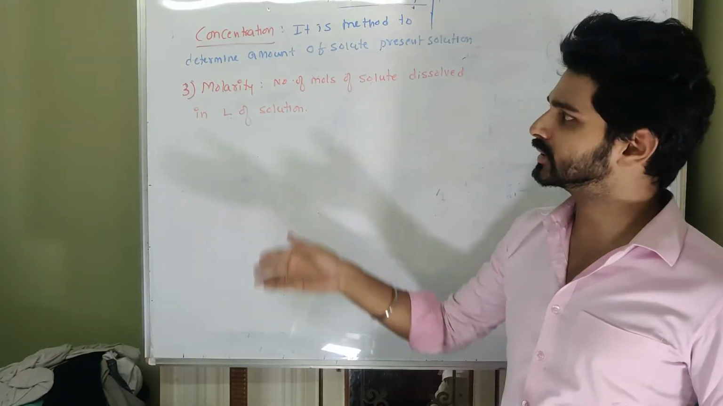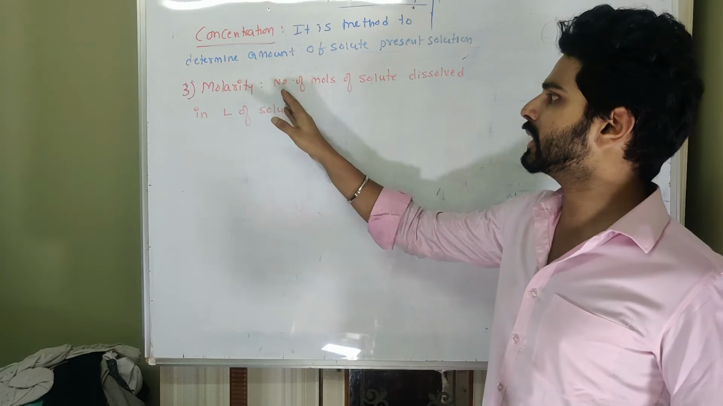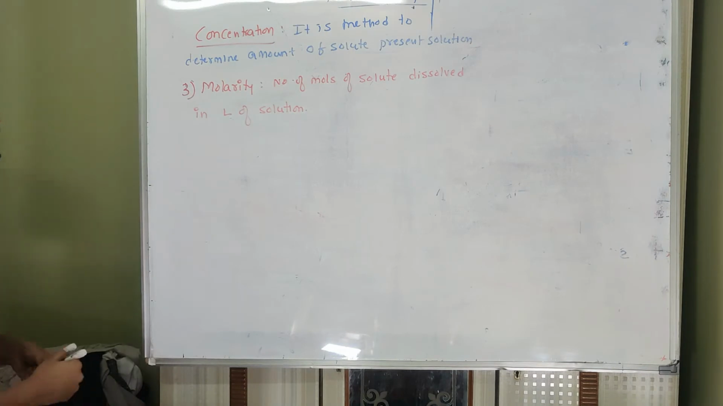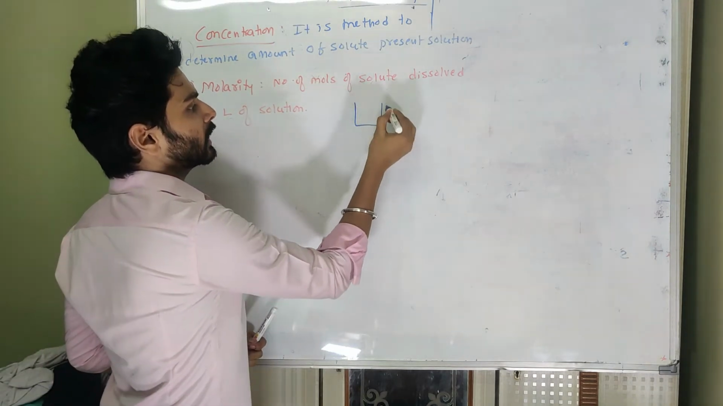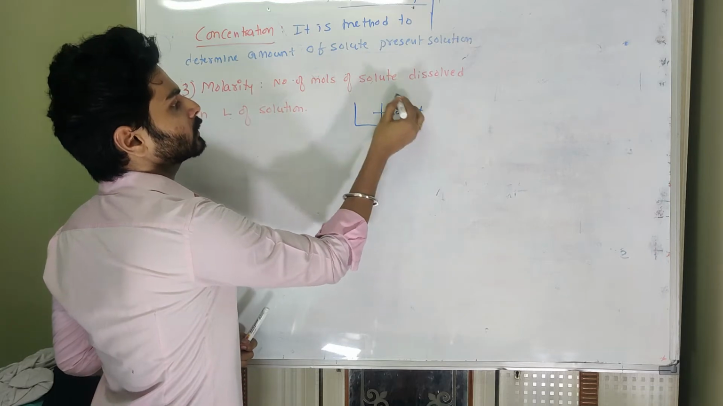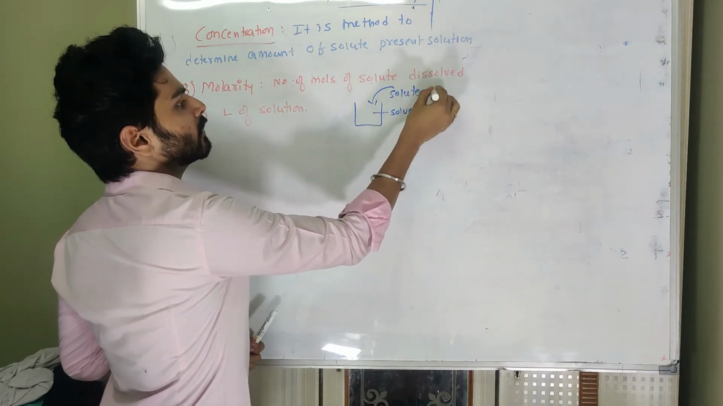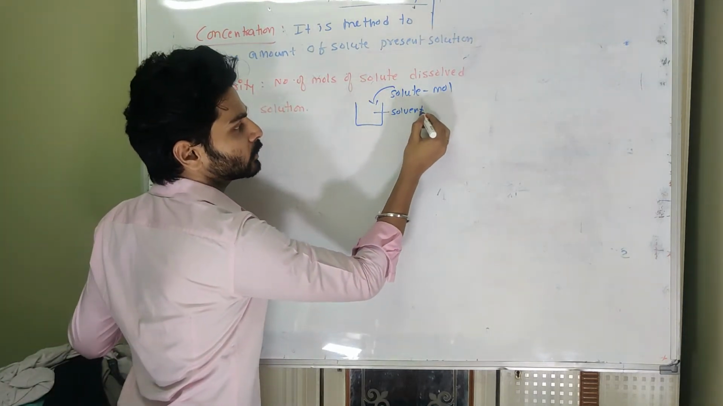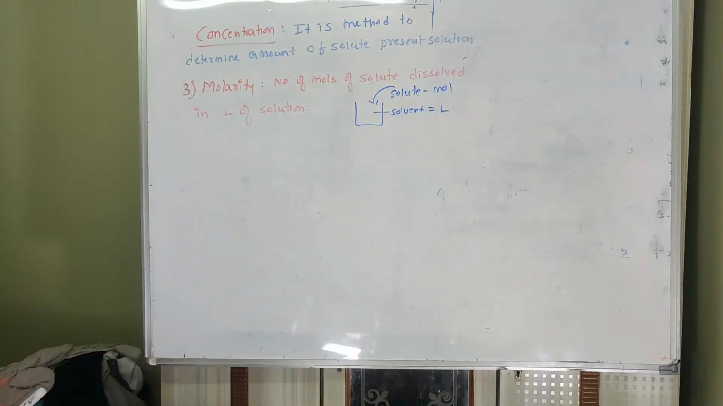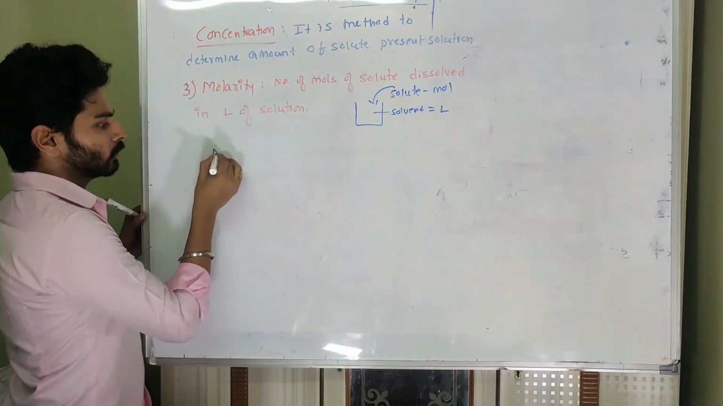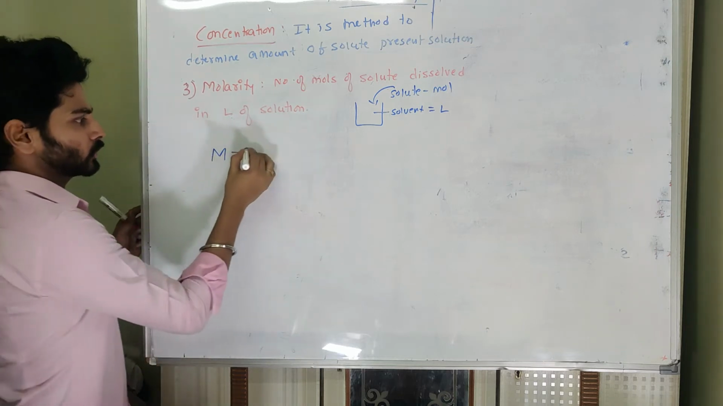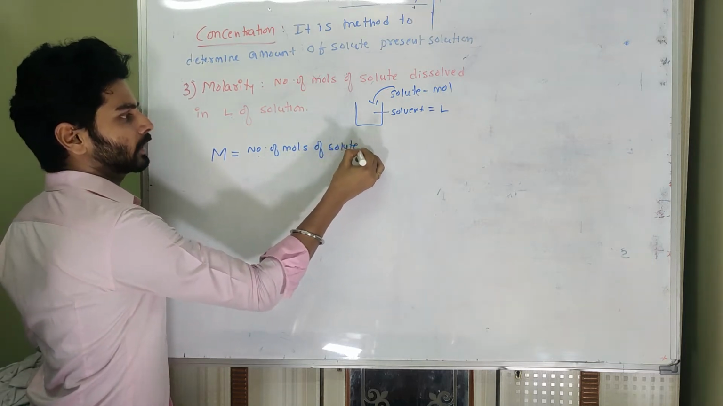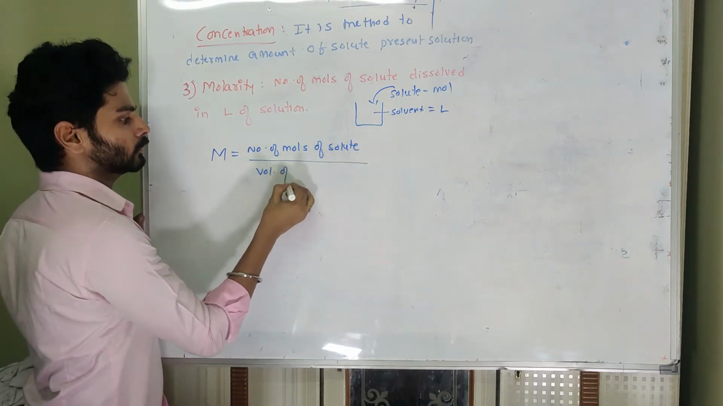The next concentration method is molarity. Molarity is nothing but the number of moles of solute dissolved in a liter of solution. So it is like if I am using a container having solvent and solute. The solute is given in terms of moles, and after dissolving the solute in solvent, it becomes a solution, whose volume is given in terms of liter. Then I can go for molarity. Molarity is represented by capital letter M. So it is the number of moles of solute divided by volume of solution.